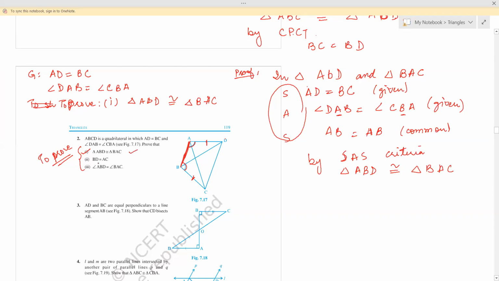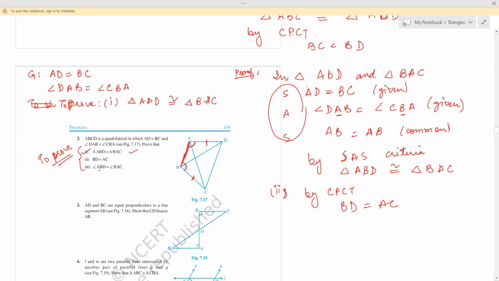Now second, we have to show that BD is equal to AC. So which side? This BD is equal to AC. When the triangles are congruent, therefore by CPCT, their other sides and angles are also same, right? So second, by CPCT, BD is equal to AC. This is the second thing we can show.